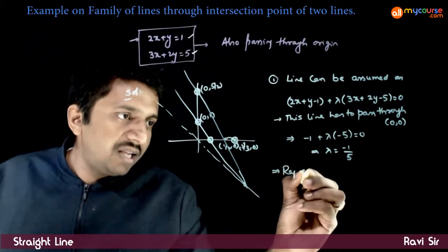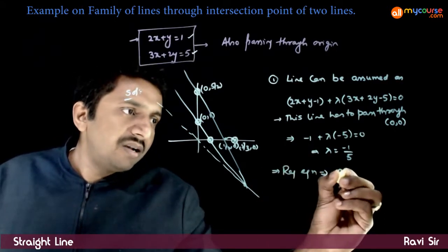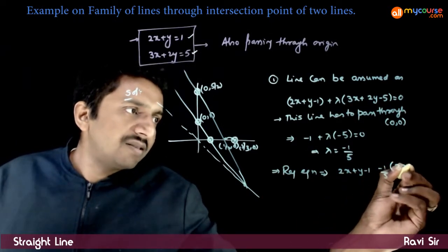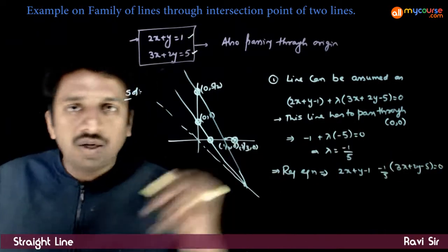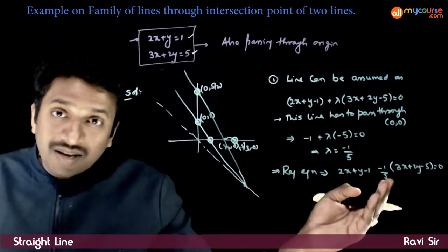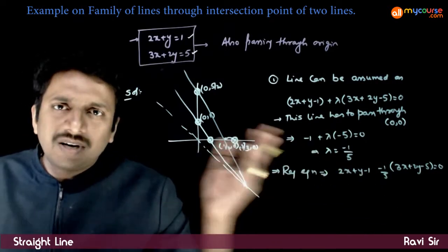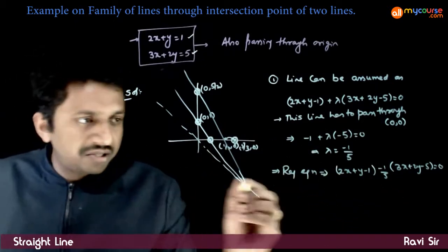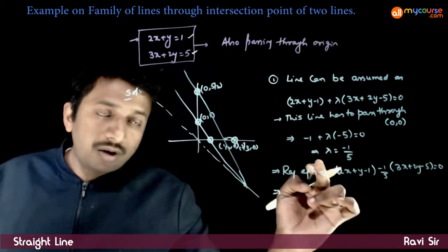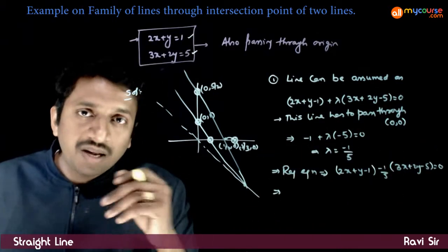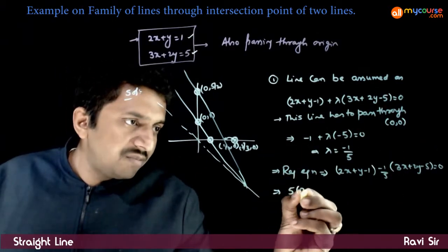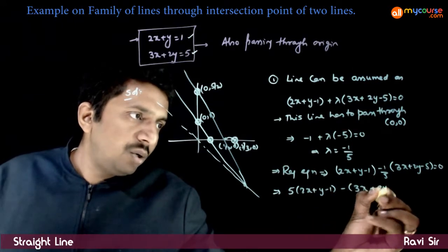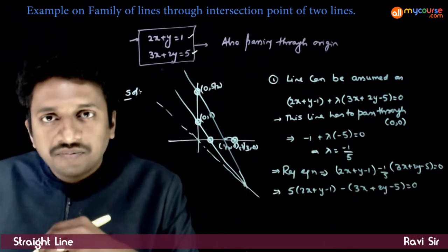So the required equation is nothing but 2x plus y minus 1 minus 1/5 of 3x plus 2y minus 5 is equal to 0. So whenever you get a fraction, you just need to do the cross multiplication. That's it. You don't need to worry about the fractions. So once you do the cross multiplication, 5 goes onto that side and becomes equal to 0. So 5 times 2x plus y minus 1 minus of 3x plus 2y minus 5 is equal to 0.